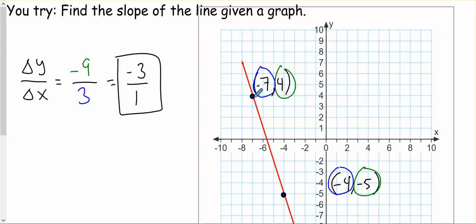Watch what happens when we do this. Down 3, 1, 2, 3, right 1. That puts me right on that line again. Down 3, right 1, goes right back to that original point. So negative 9 over 3 and negative 3 over 1 are equivalent fractions. They're the same slope. We could also say that that slope was just negative 3, and it's assumed that it's over 1, down 3 over 1.